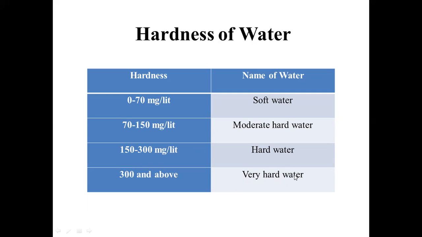We just need to remember and understand that soft water is around 0 to 70 ppm, and very hard water is around 300 and above ppm.